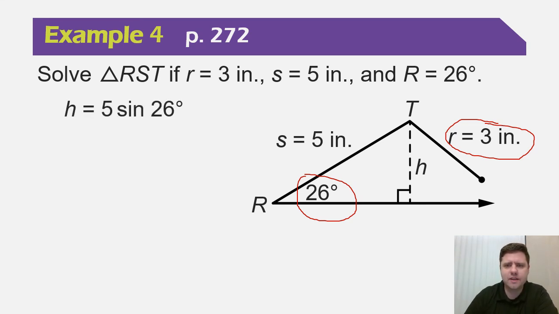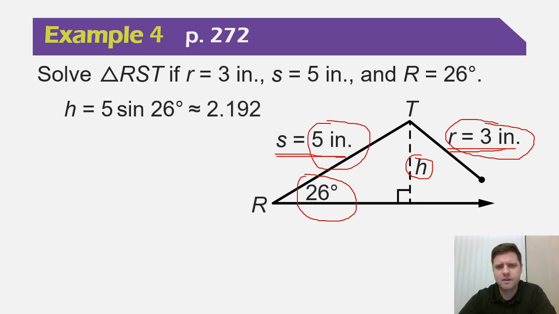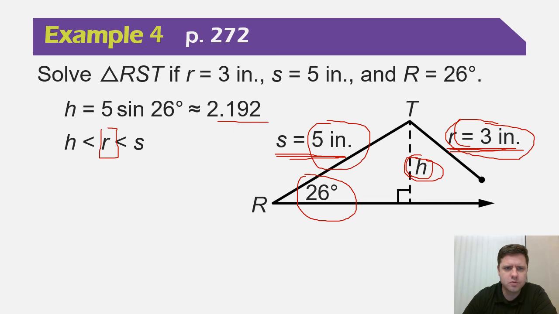Remember, in this case, because it's an acute angle with the adjacent side being longer than the opposite side, we have to then figure out what this H value is, which again is just going to be sine of 26 times this 5 inches, which becomes 2.192. So note in this case that the height here is 2.192, which is smaller than the R, and R is smaller than the S. So notice here R is in between S and H. This is the case in which we can get 2 different triangles.